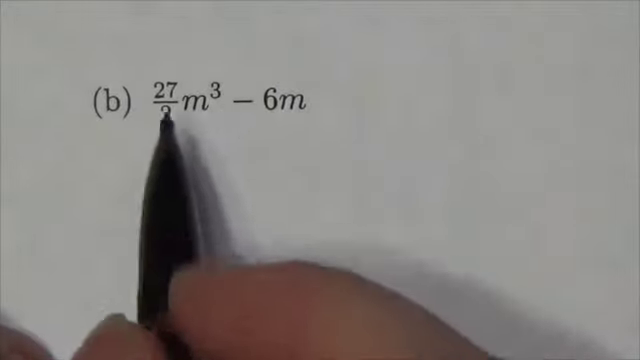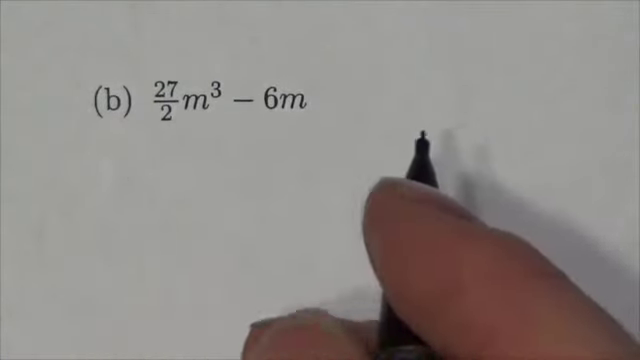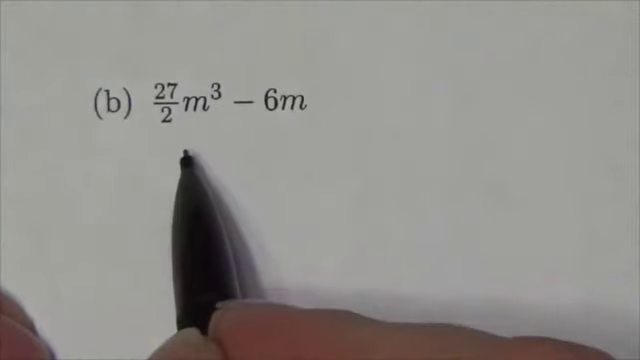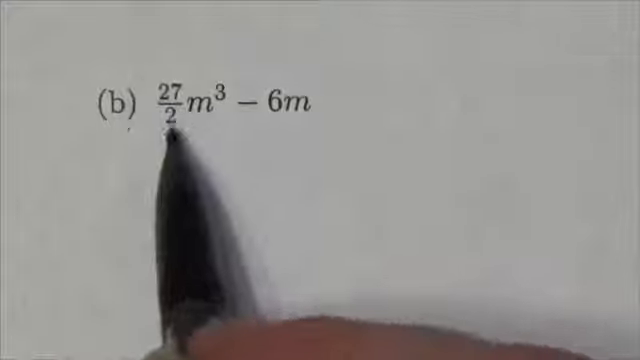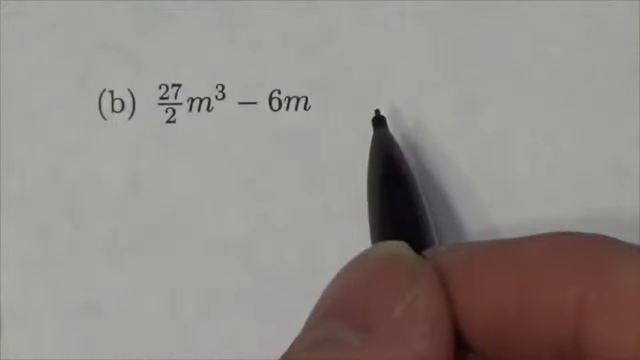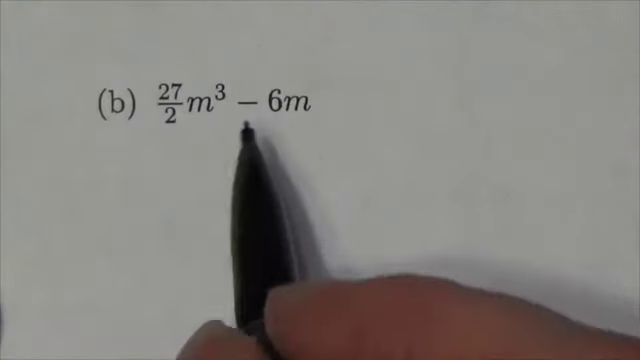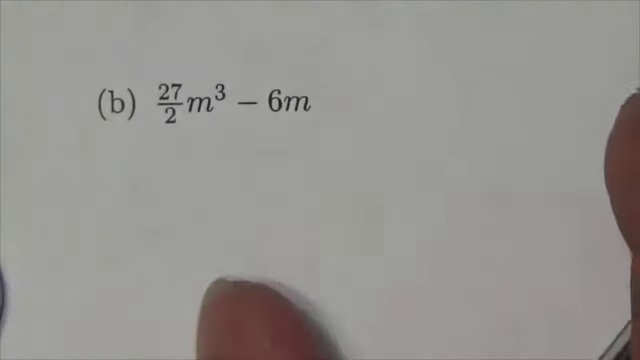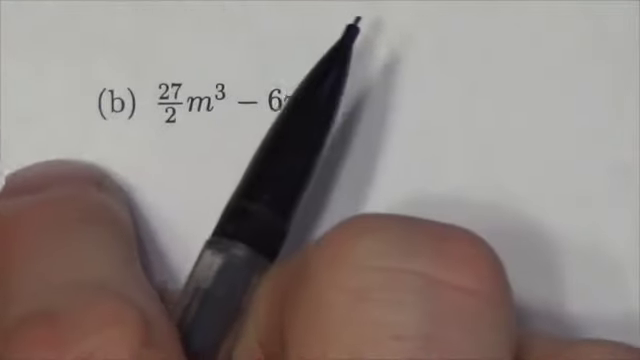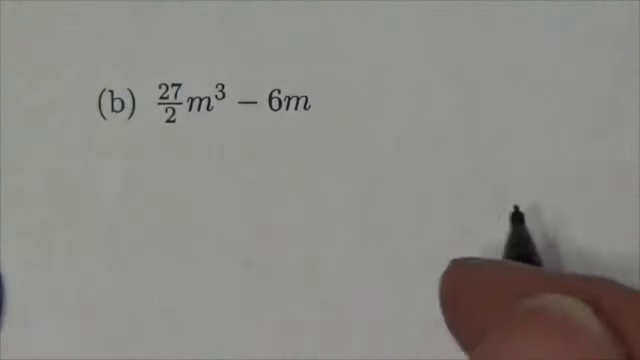Okay, so here I've got to factor 27/2 m cubed minus 6m. Now first of all, if you're like me, the very first thing that you see when you look at this question is this fraction right here, and I suspect you don't want to work with the fraction. One of the tools you're going to use later on in this course, when you're working with equations, is that you can get rid of fractions if you simply multiply everything through the equation by that common denominator.